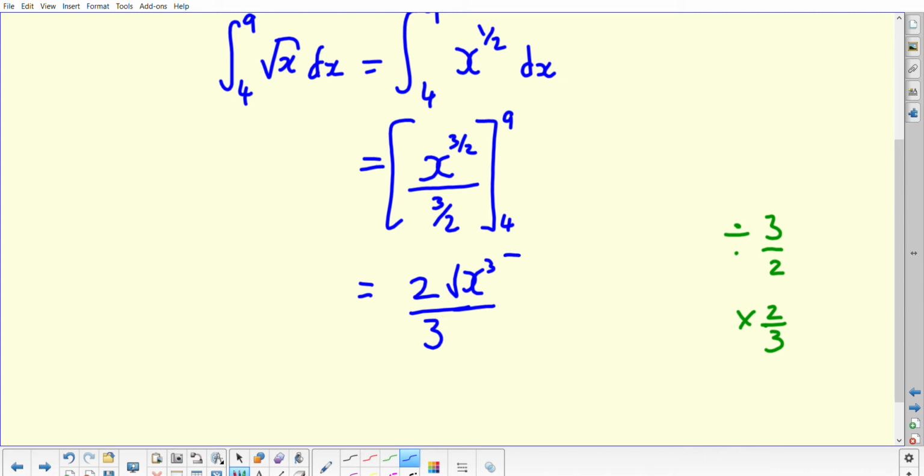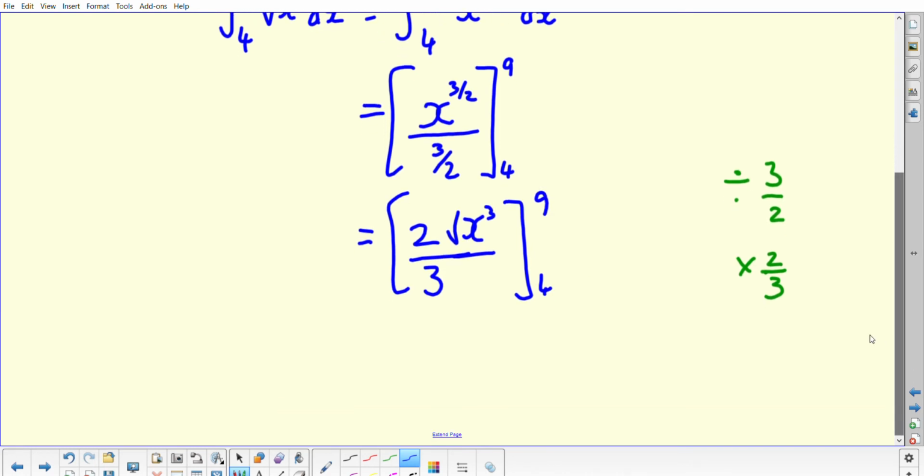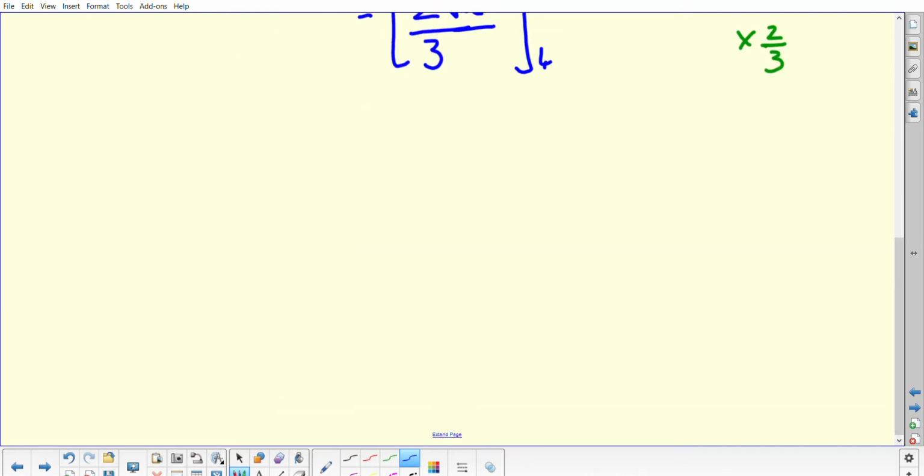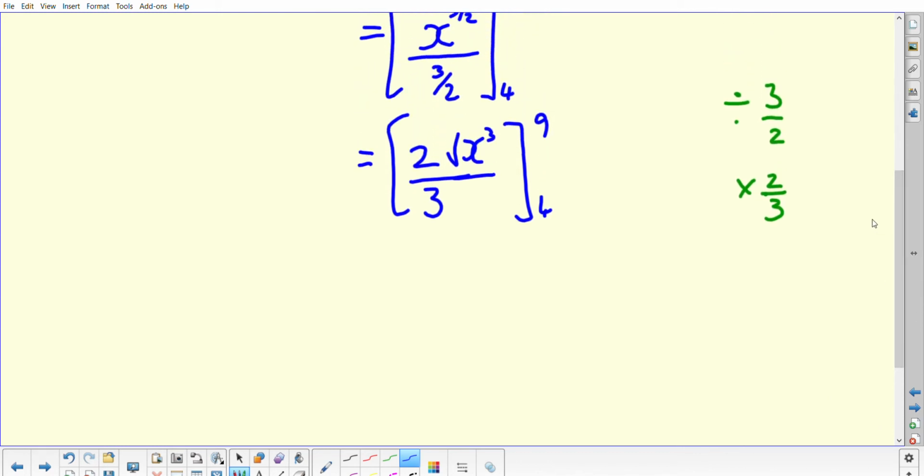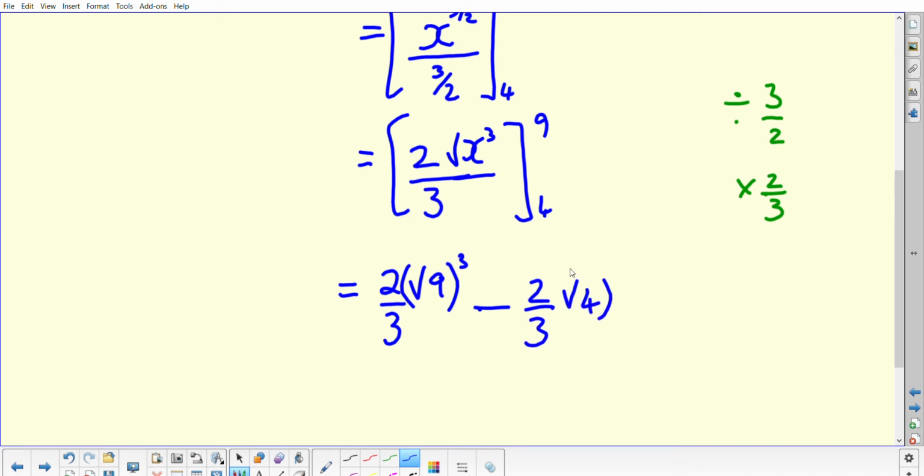I can either do the cube and then take the square root, or we can take the square root and then cube it. So when we're doing this, limits on there, 9 and 4, then looking for you to substitute into this expression with your upper limit first, so knowing that that would get you 2/3 square root of 9. I'm going to put brackets around that because I'm going to do the root first and then I'm going to be cubing, and then we're going to do minus, and we will have 2/3 of the square root of 4, and again I'm going to put brackets around that, and then I'm going to be cubing that answer.